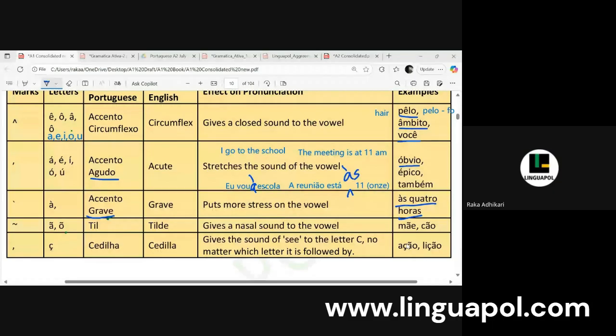We are closing our mouth. थोड़ा सा mouth को close कर रहे हैं और थोड़ा सा कम sound दे रहे हैं उसको. मतलब जितना time उसको pronounce करने में देना चाहिए उससे कम time दे रहे हैं हम. Okay? तो accent तो circumflexo और agudo एक दूसरे के opposite हैं. In circumflexo we cut short the sound of the vowel and in agudo we stretch the sound of the vowel.